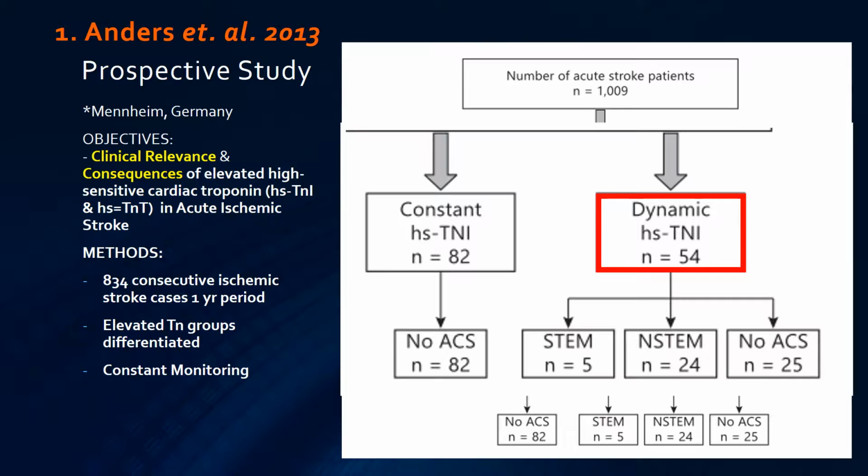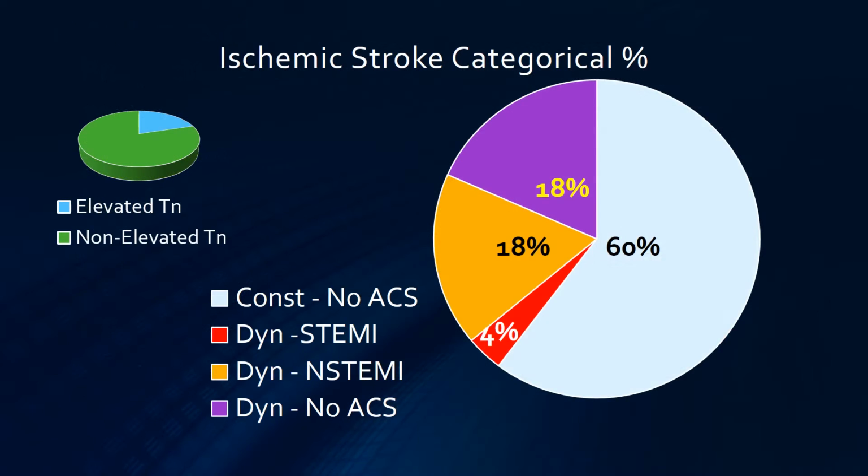They then broke up the dynamic TNI into 3 different groups: those who had STEMIs, those that had NSTEMIs, and those that had no ACS. Again, our patient would fall into the no ACS dynamic group. So 30% rise and fall, again, is the criteria that they use to differentiate between the dynamic TNI and the constant TNI, which did not rise with the second assay.